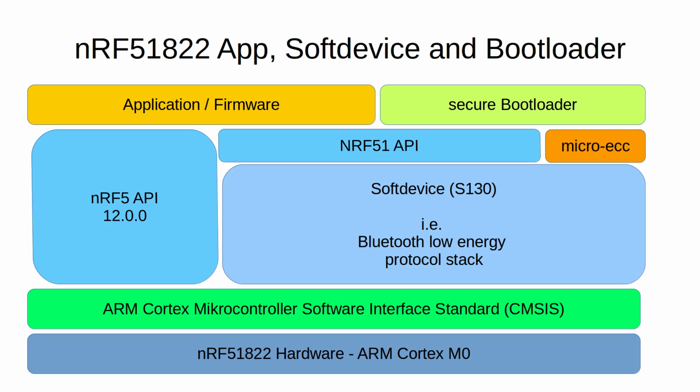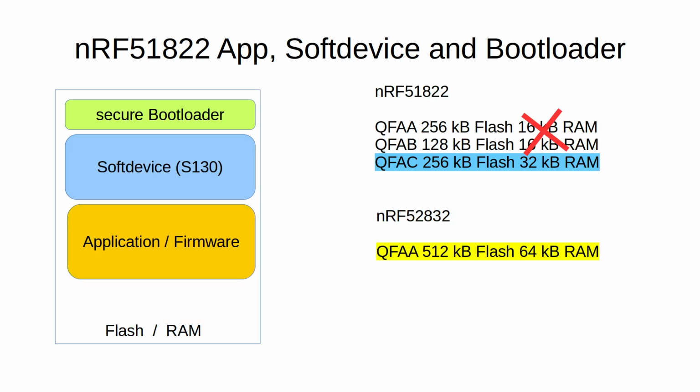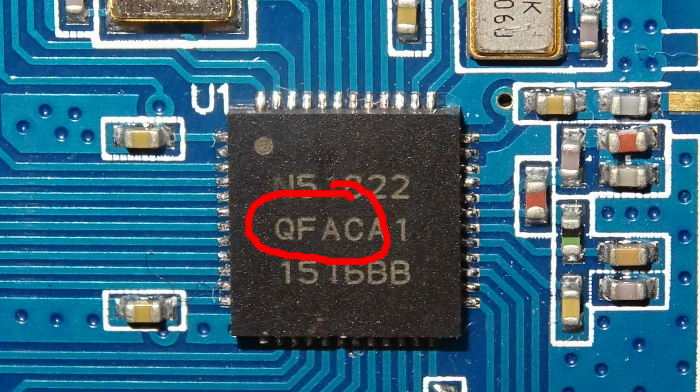Then you can build your own application as usual, but if you want to use DFU again, it's best practice to use the same soft device as the bootloader. And there's another point we have to mention, because the bootloader cannot flash into all nRF51822 devices, only if the device has at least 32 kilobytes of memory. So you can only use the QFAC variant or the simple BGA type.